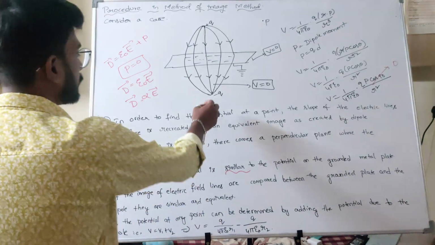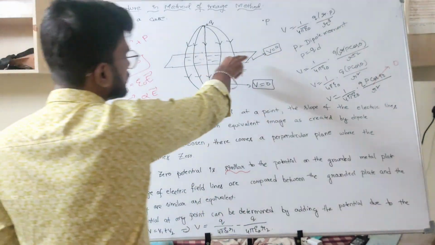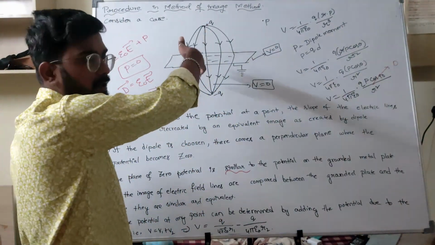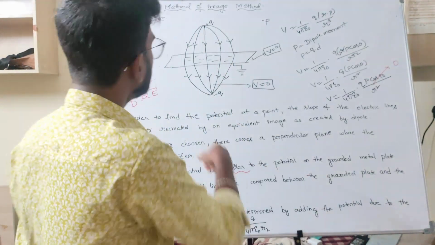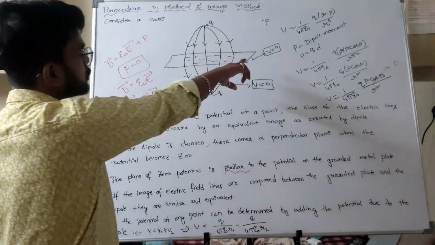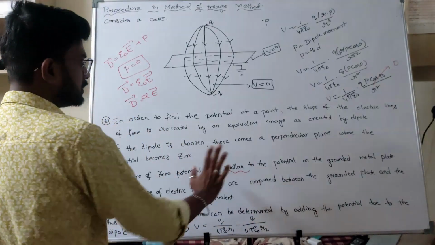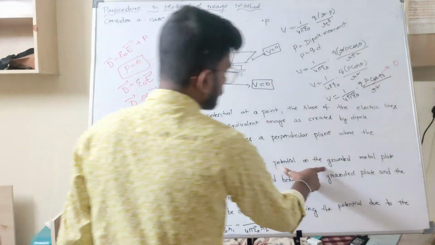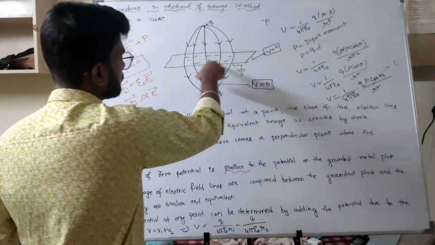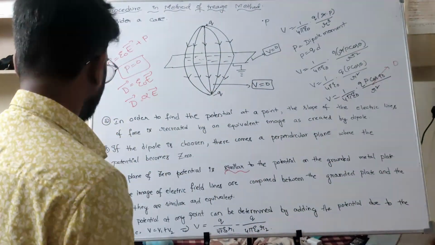That's why the potential of the dipole's equatorial plane, the dipole being considered as an equatorial plane, and similarly the potential of the conducting surface, are both equal to 0. That is the meaning of this statement. What are the similar things? The plane of 0 potential and the potential on the grounded metal plate. Both are similar.